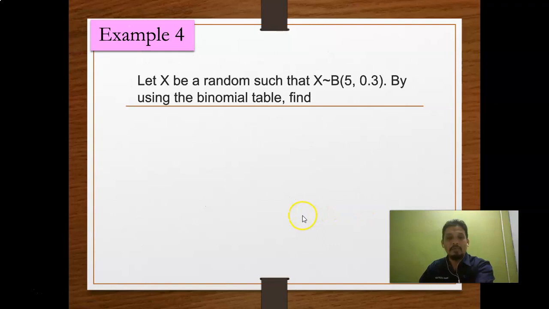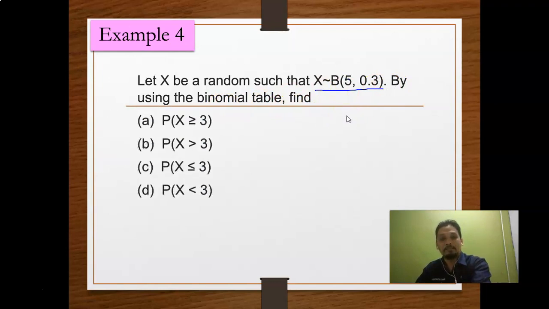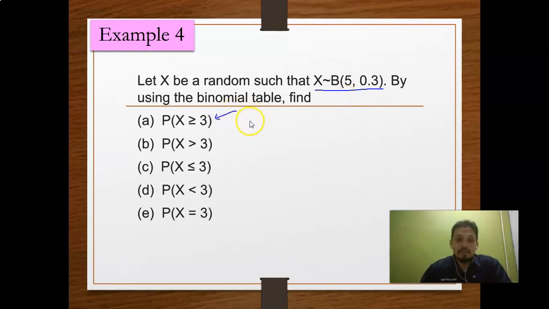Example 4. Let X be a random variable such that X is binomially distributed with n number of trials equal to 5 and probability of success equal to 0.3. By using the binomial table, find the following. Class, this one we may straightly get the answers from that table.